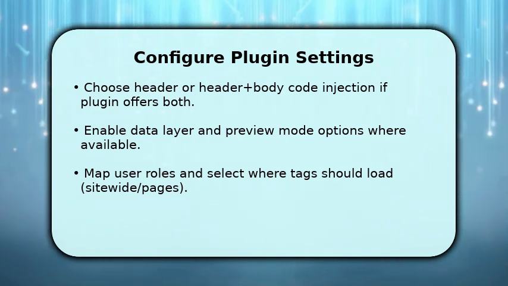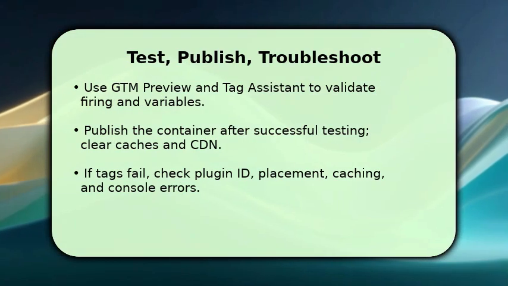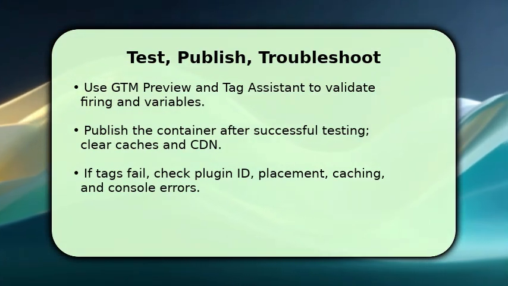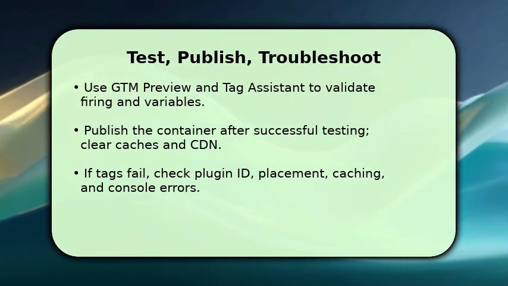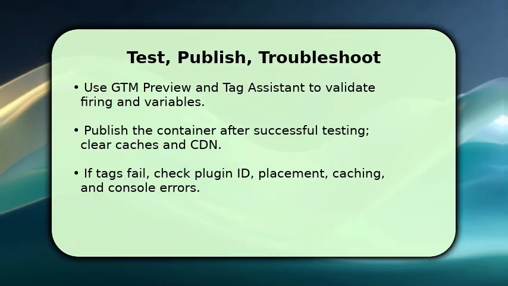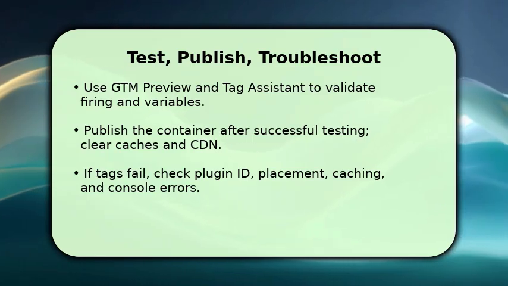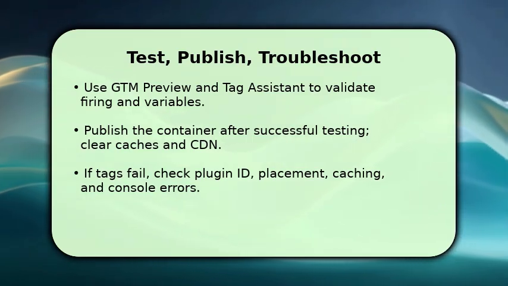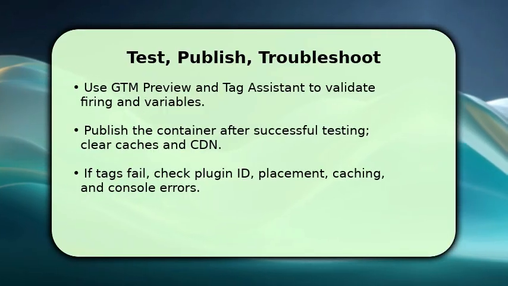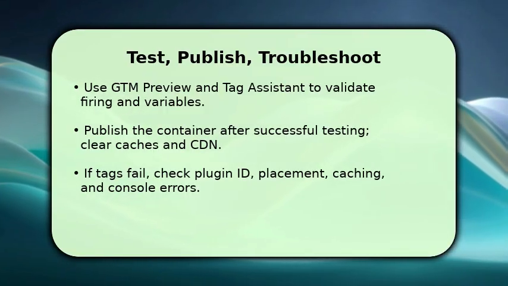Finally, verify your setup with GTM preview mode and a tag assistant extension. You'll see which tags fire and what variables populate. Once tests pass, publish the GTM container and then clear WordPress caching and any CDN caches so live visitors get updated code. Make sure to retest on an incognito window and different devices.